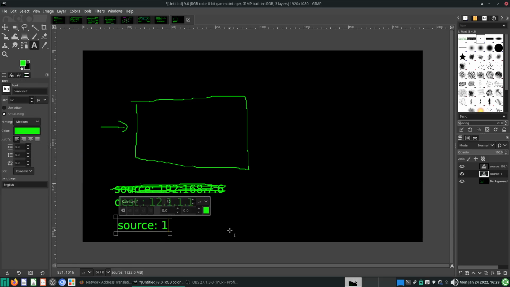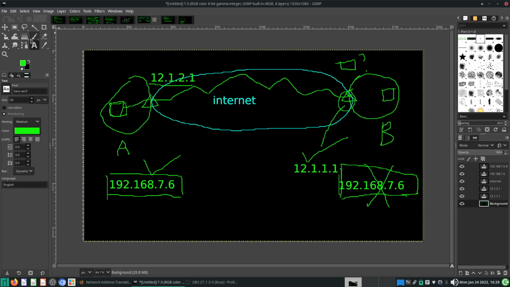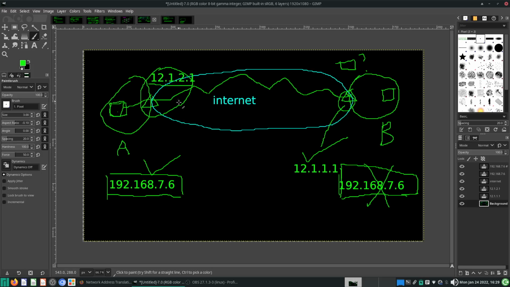Source 12.1.2.1. So where's the source coming from? Okay, it will come from this router here.